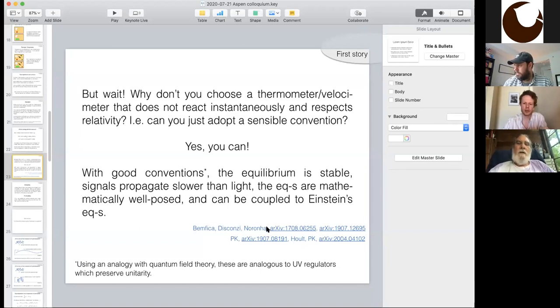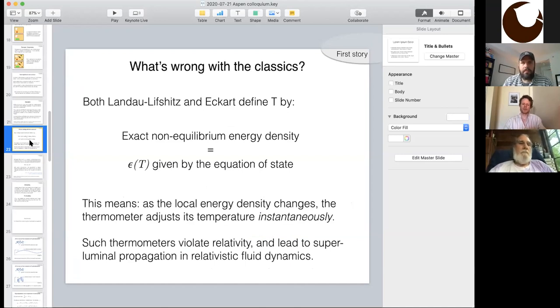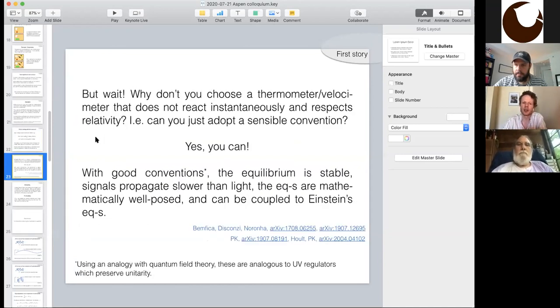Right. As I said, if you look at this paper, this is not my paper again. If you look at this paper, 1708, there will be details there. But what I will say is this. The root of the inconsistency in the standard Landau-Lifshitz or Eckart hydrodynamics is really the instantaneous reaction of temperature. The way I phrase the fix is by introducing a sensible thermometer that has some finite response to the changes in energy. So there is some, quote unquote, relaxation time that is a parameter of your thermometer.